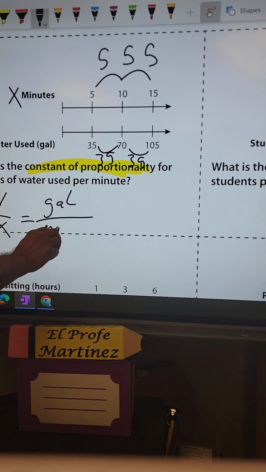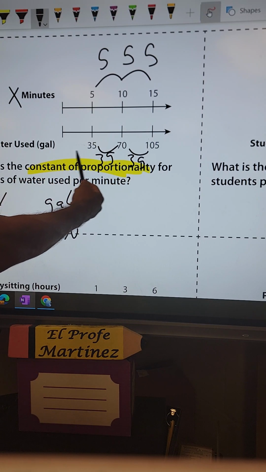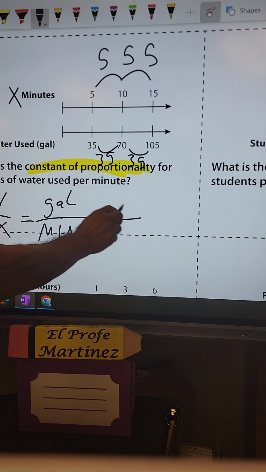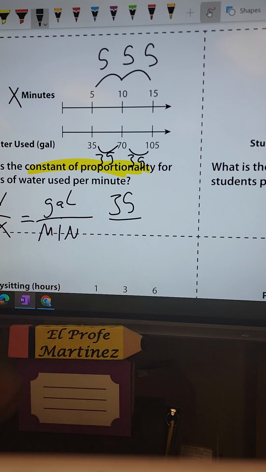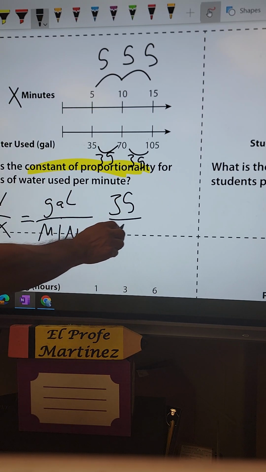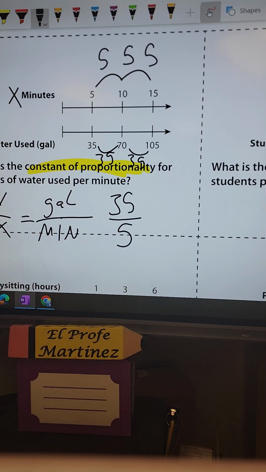So here, M-I-N, so the minutes. And so we look at the pattern, and I see the Y's are going up by 35, so that's my gallons, 35, and then the minutes are going up by 5. And then that is my rate of change. But I want my constant of proportionality. In other words, my unit rate.